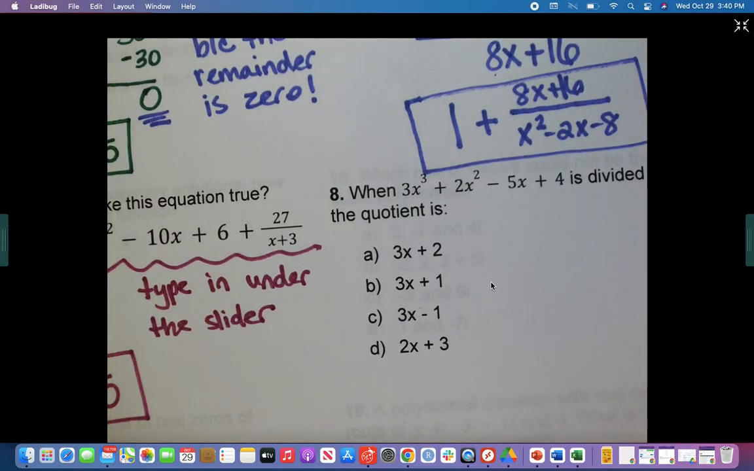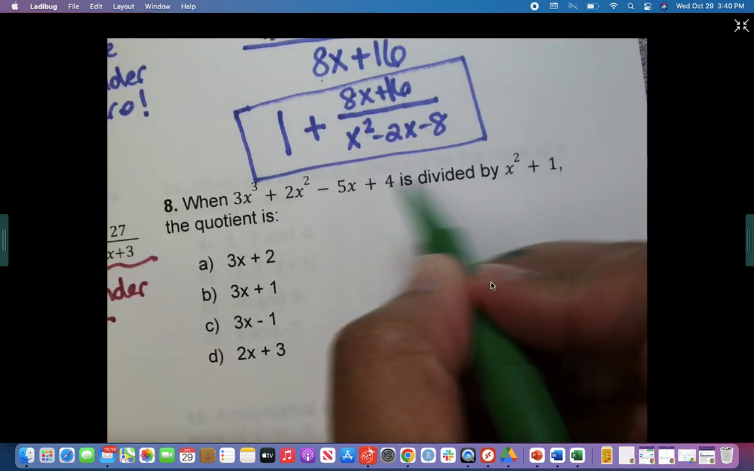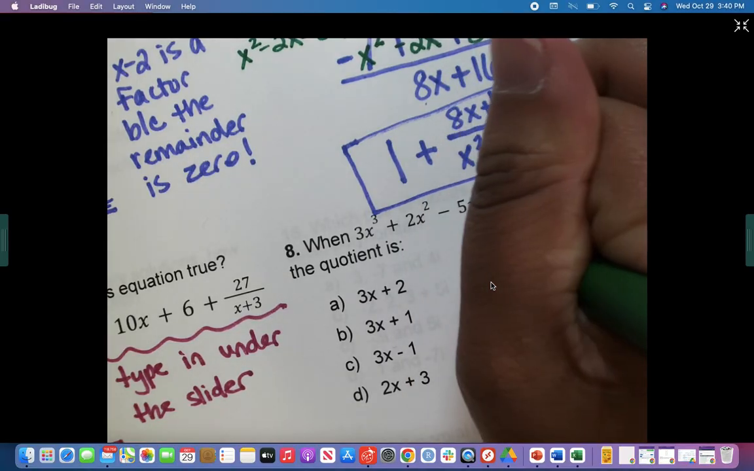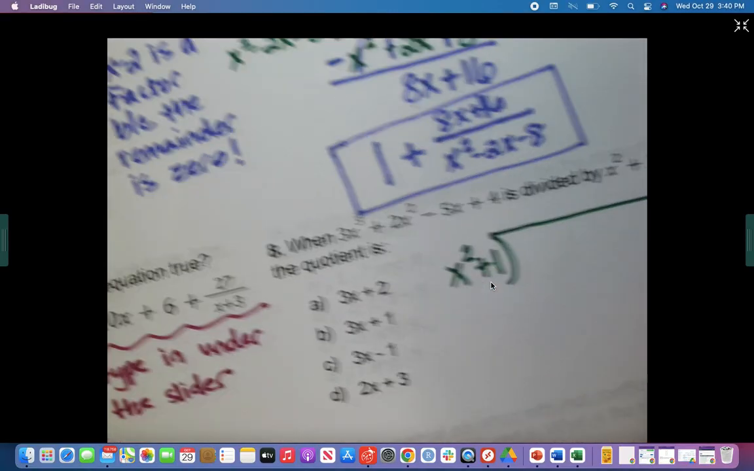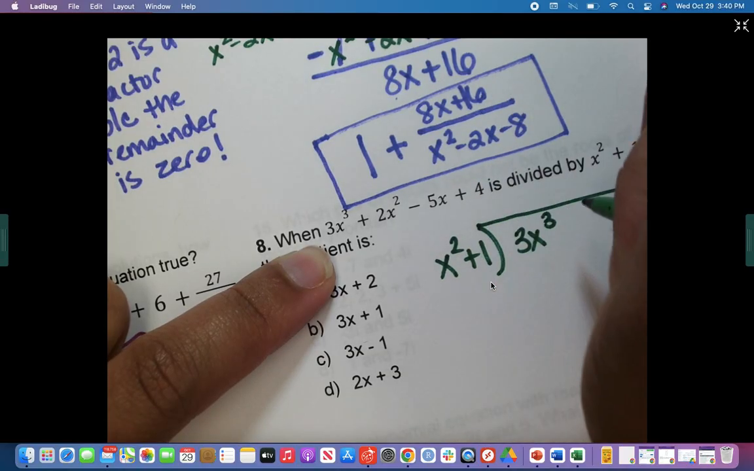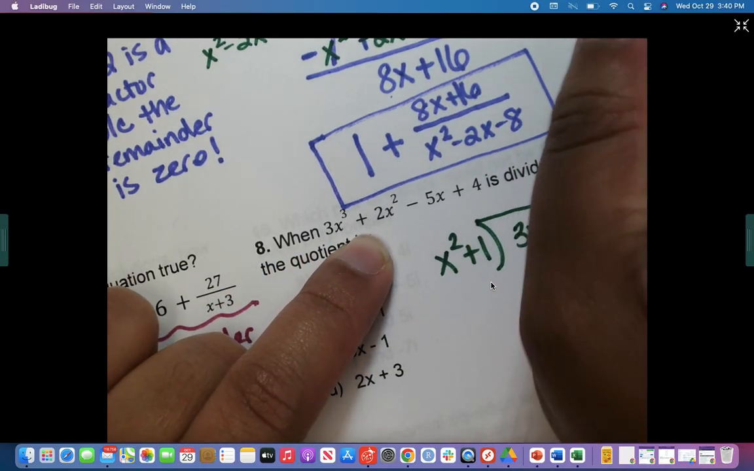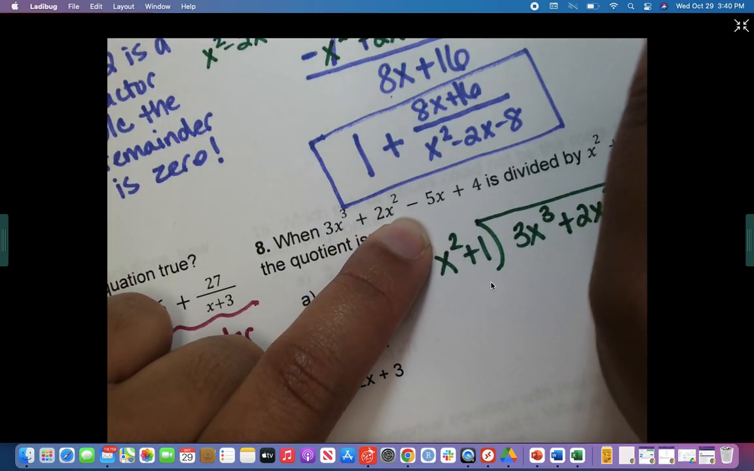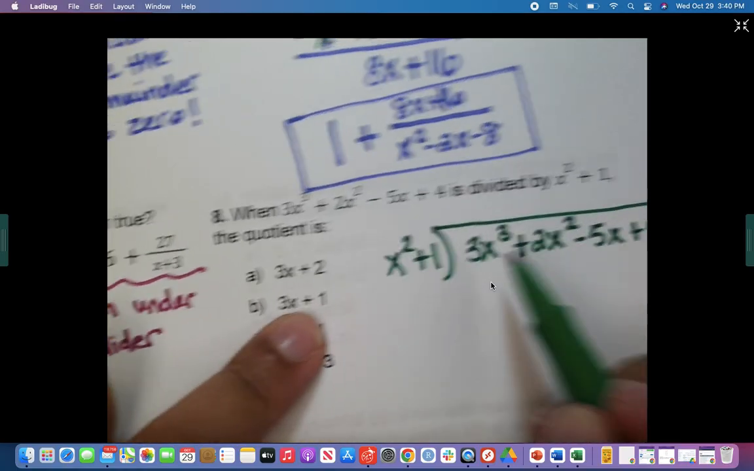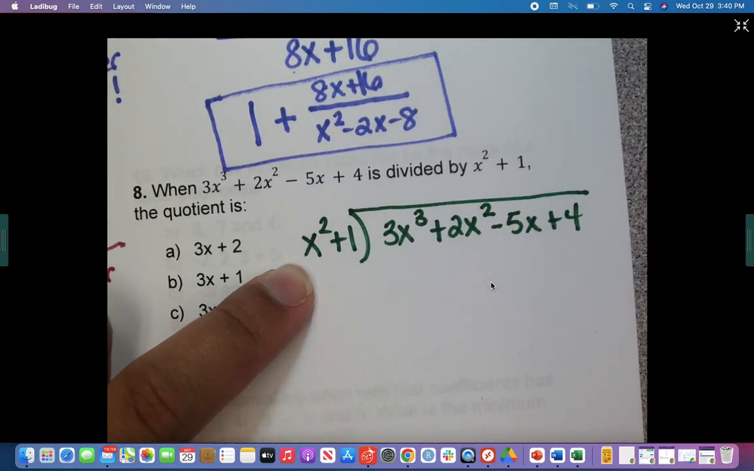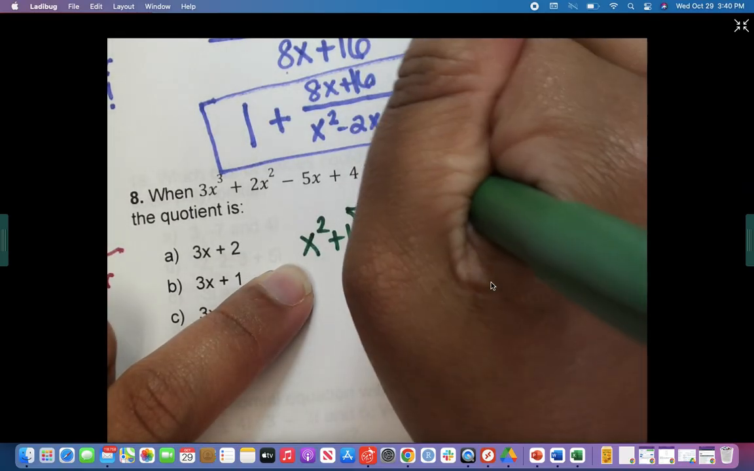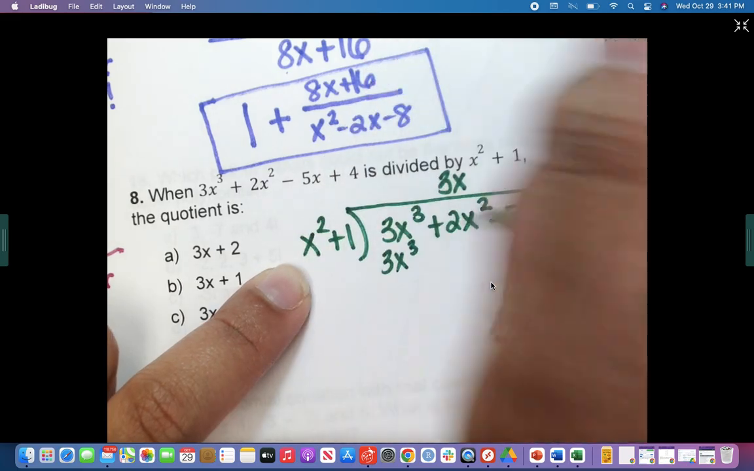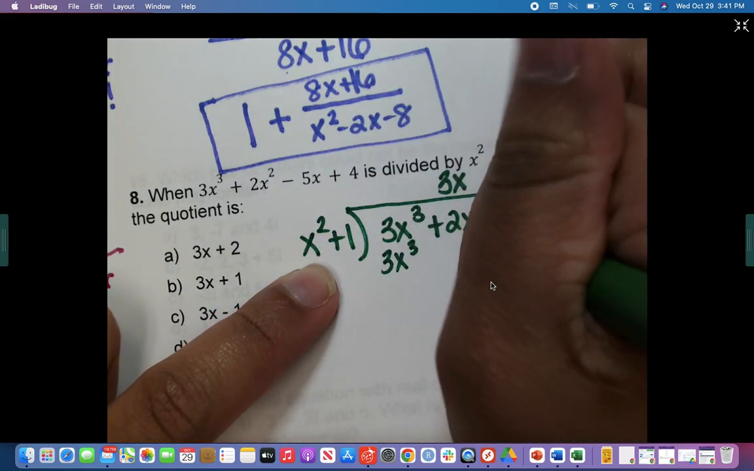Okay, so dividend is going to go under the house. Divisor is going to go on the outside. So x squared plus 1, 3x cubed plus 2x squared minus 5x plus 4. All right, so 3x to the third divided by x squared, so that's going to be 3x. 3x times x squared is 3x to the third. 3x times 1 is 3x.